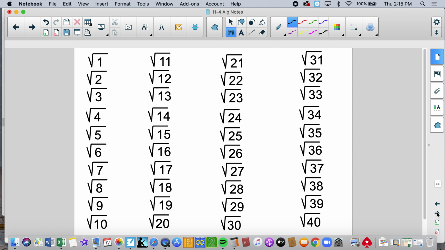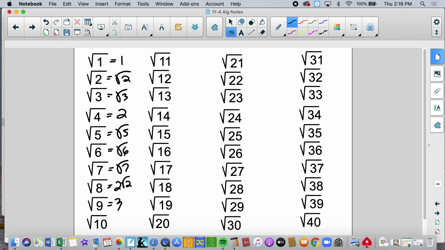All right, square root of 1 is 1. Square root of 2 cannot be simplified. Square root of 3 cannot be simplified. Square root of 4 is 2. Square root of 5 cannot be simplified. It does not have any perfect square factors. Square root of 6 cannot. Square root of 7 cannot. Square root of 8 can be broken down to rad 4, rad 2, and then you get 2 rad 2.